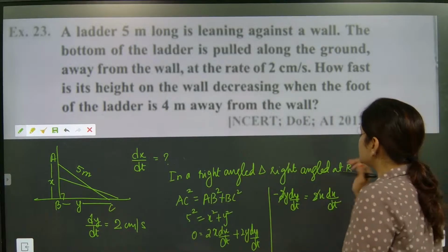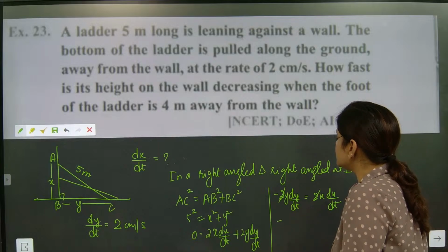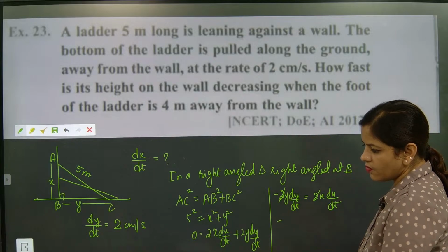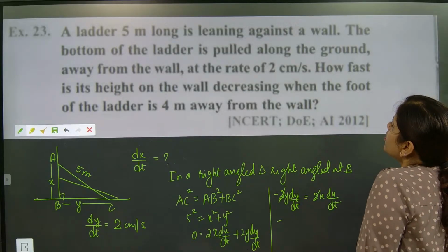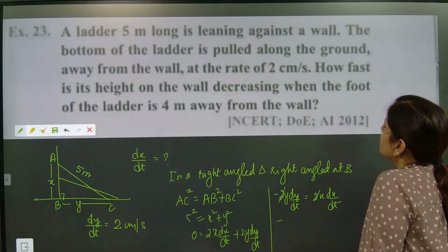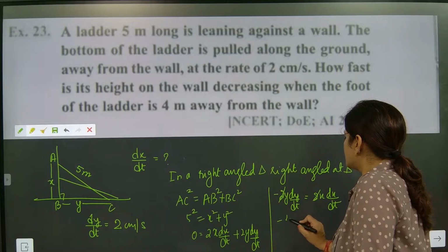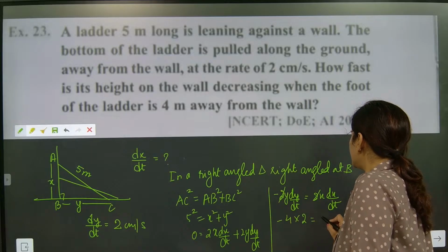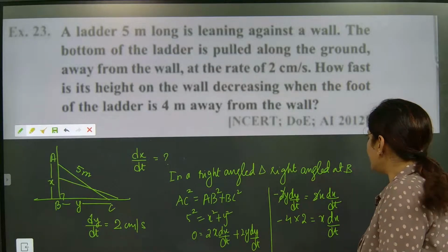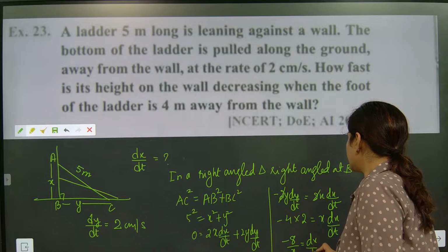So once you have solved this one, now, dy by dt is 2. So here it will become minus. They told that a ladder is 5 meter long, leaning against a wall, and the bottom of the ladder is pulled along the ground at a rate of this. How fast is its height on the wall decreasing when the y value is given as 4? So 4 into 2 is equal to x dx by dt. Understood? So here it is coming as minus 8 by x is equal to dx by dt.